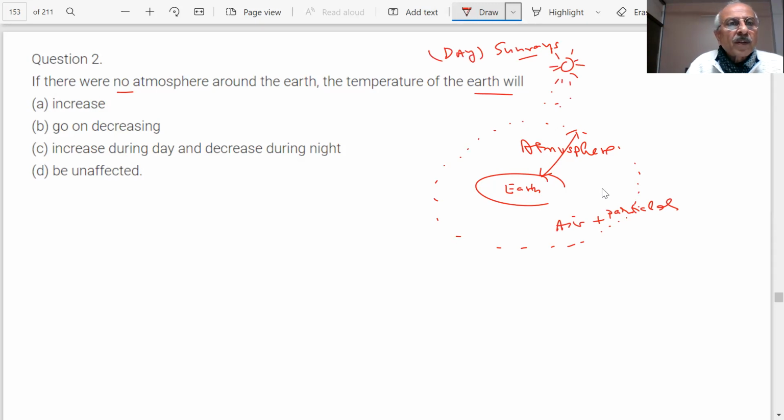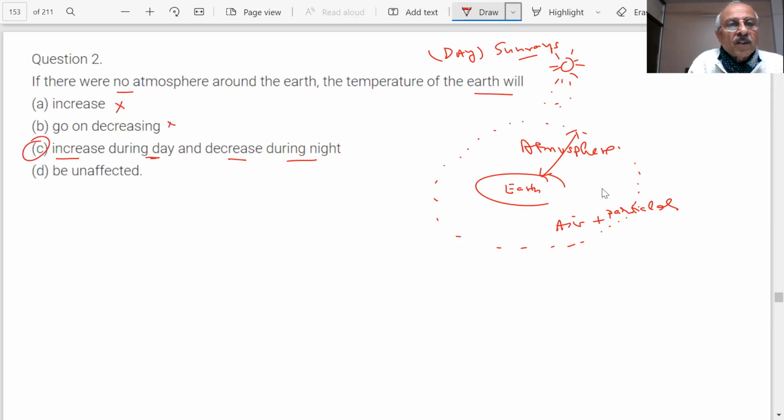Sir, option C. Increase during the day and decrease during the night. There will be large variation in the temperature if the atmosphere is not there. So in the day, what will happen? The sun will rise and the temperature will increase, and in the night the sun sets. What will happen? The temperature will decrease. So there will be an increase during the day and a decrease during the night. That is the correct option.